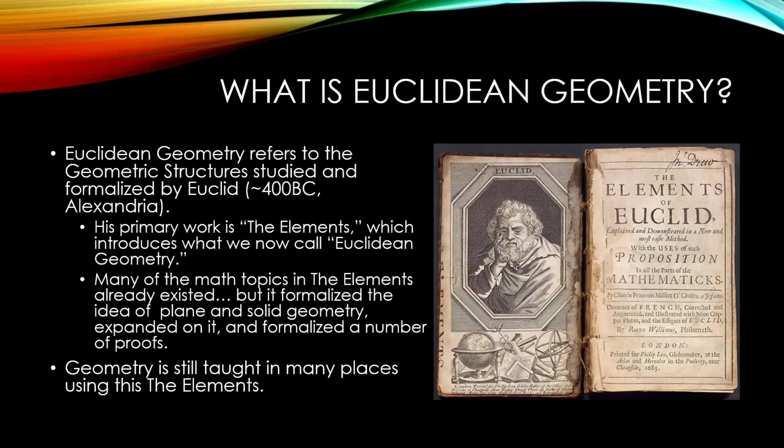His primary work, the Elements, which introduced what we now call Euclidean geometry, has been in publication ever since it came out. And it's still used to teach geometry in some places. Many of the math topics in the Elements already existed, but what Euclid did was he formalized the idea of plane and solid geometry and expanded on it.